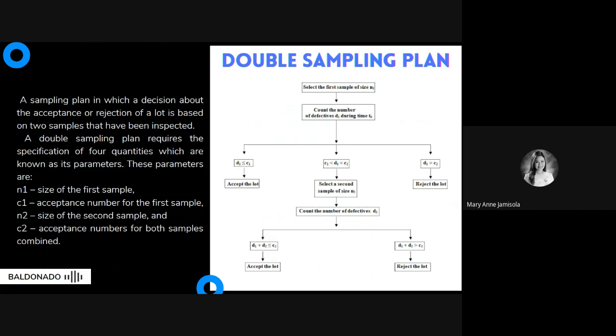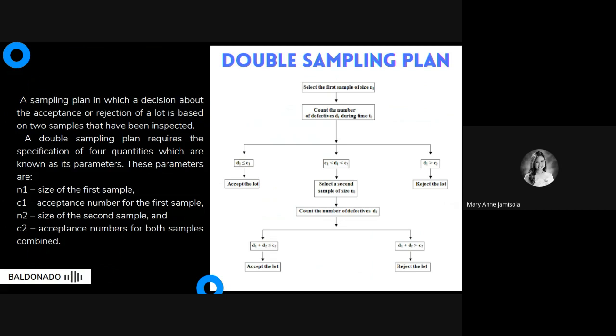For the C chart, the same procedure. You select an item randomly and count the number of defects in that item. Then plot the number of defects on a control chart and compare it with the upper control limit and the lower control limit to determine if the process is out of control.